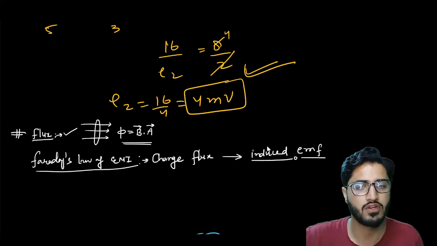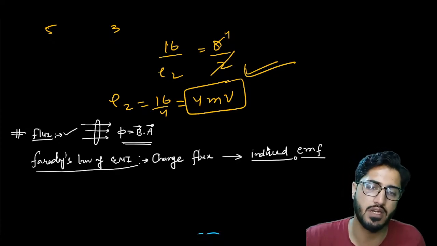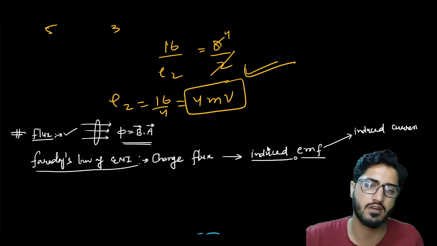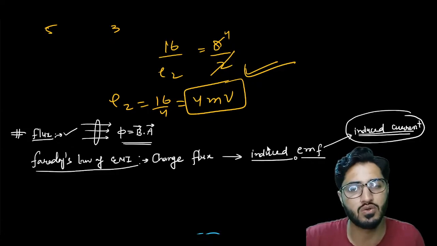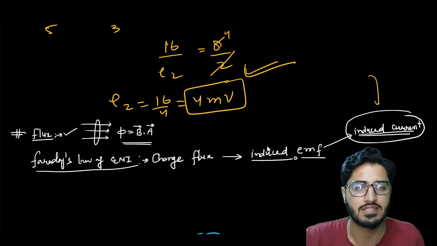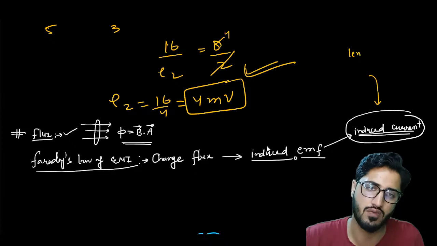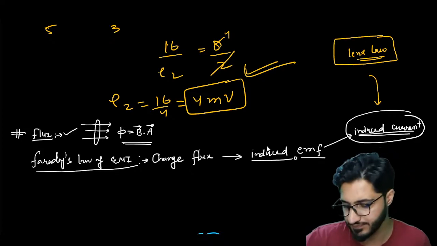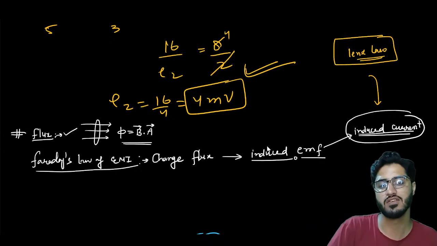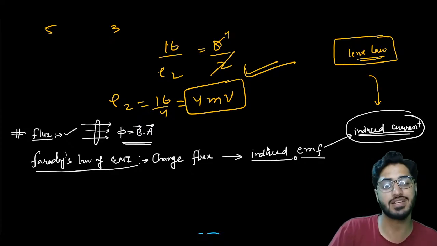Now, I know that from induced EMF we have induced current, but current has direction. Now we don't know the direction of the induced current. So to get the direction of induced current, we have a second law known as Lenz's law. Lenz's law gives the direction of your induced current.